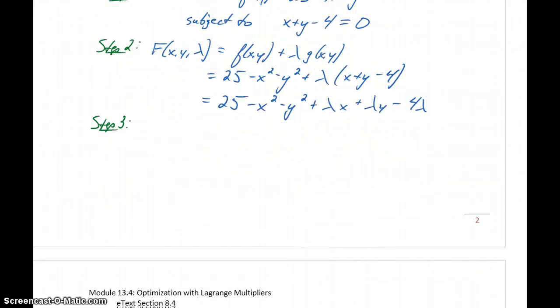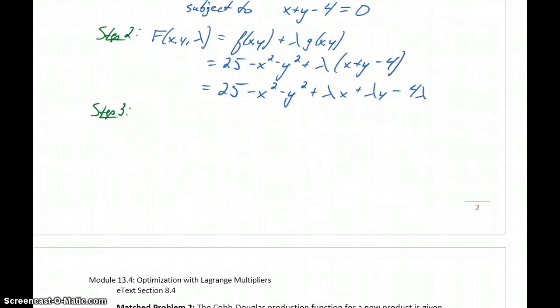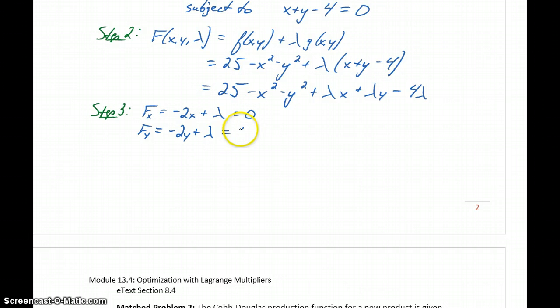In step 3 now, we need to find each of those derivatives and then solve that system. So we'll first find the derivative of capital F with respect to x, which will be negative 2x plus lambda, and then set that equal to 0. We find our function F differentiated with respect to y will give us negative 2y plus lambda is equal to 0. And then we take the derivative of that function with respect to lambda, which will give us x plus y minus 4 is equal to 0.